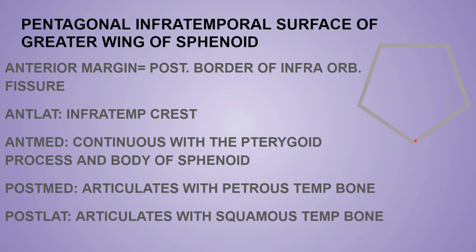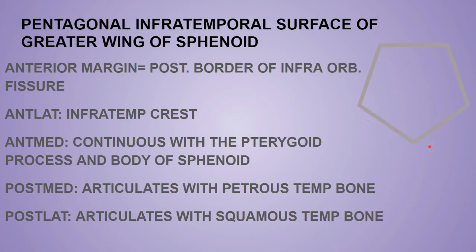So now the pentagonal infratemporal surface of the greater wing of the sphenoid actually has 5 margins: anterior, anteromedial, anterolateral, posteromedial, and posterolateral. Now the anterior margin forms the posterior border of the inferior orbital fissure. Anterolateral forms the infratemporal crest. Anteromedial continues with the pterygoid process and the body of the sphenoidal bone. Posteromedial articulates with the petrous temporal bone and the posterolateral articulates with the squamous temporal bone.